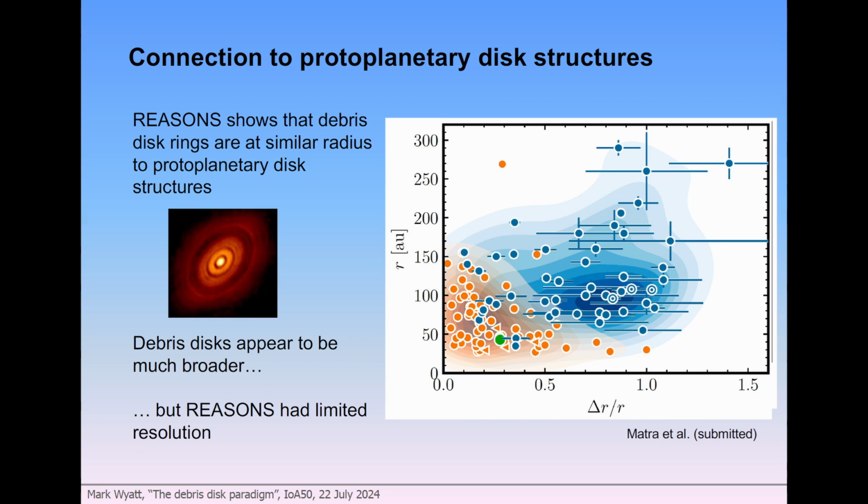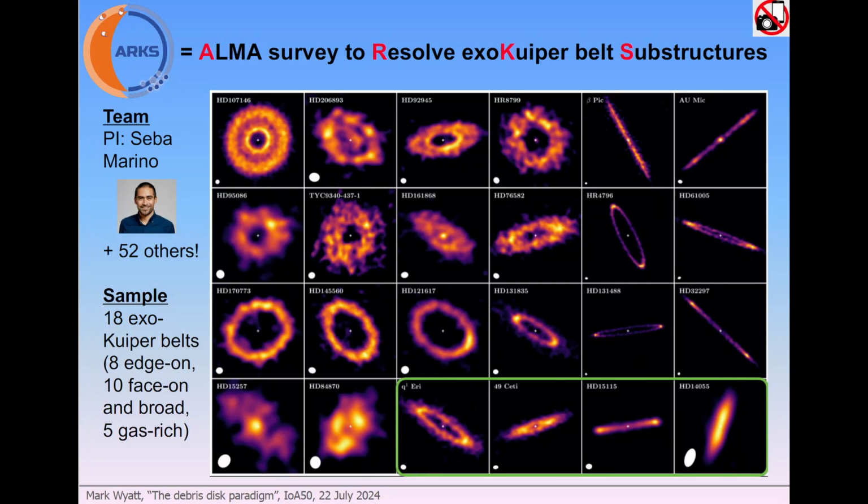So that led to another program, a large ALMA program called ARCS that Seba Marino is leading, that aimed to get high-resolution structure. And I'm going to show you some of the results from this. The program is almost finished. We're imaging 18 disks, to which we can add 6 from the literature, and we've got data for all of them apart from these. We're still waiting for some high-resolution data from these to come in. But I'm going to show you some of the early results from this that will be coming out over the next year.